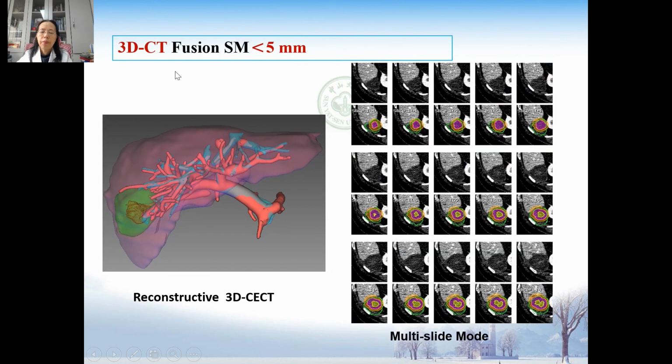And then we use the 3D CT fusion for validation of the ultrasound diagnosis. By the 3D reconstruction, we can find here is not good enough for the safety margin. We can also see the situation here, and here is not good enough.